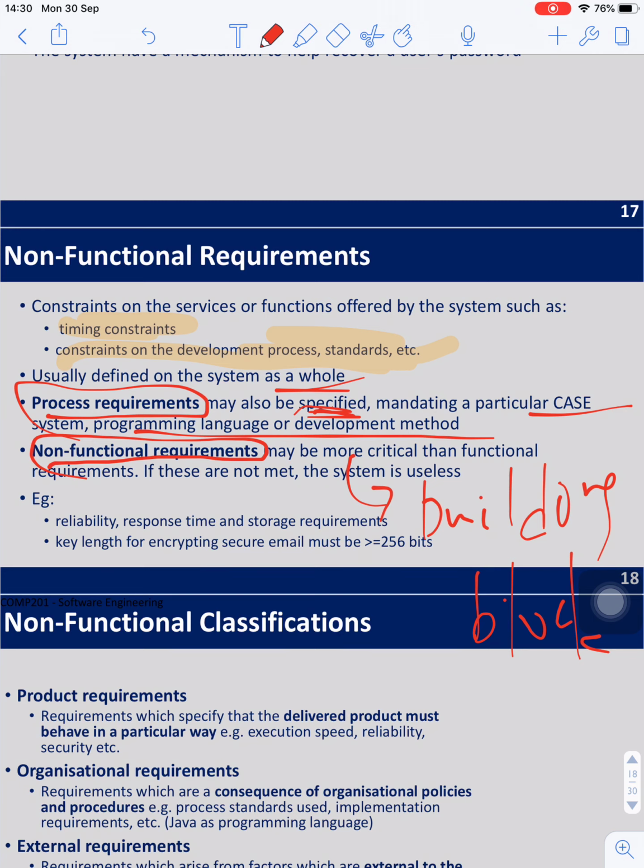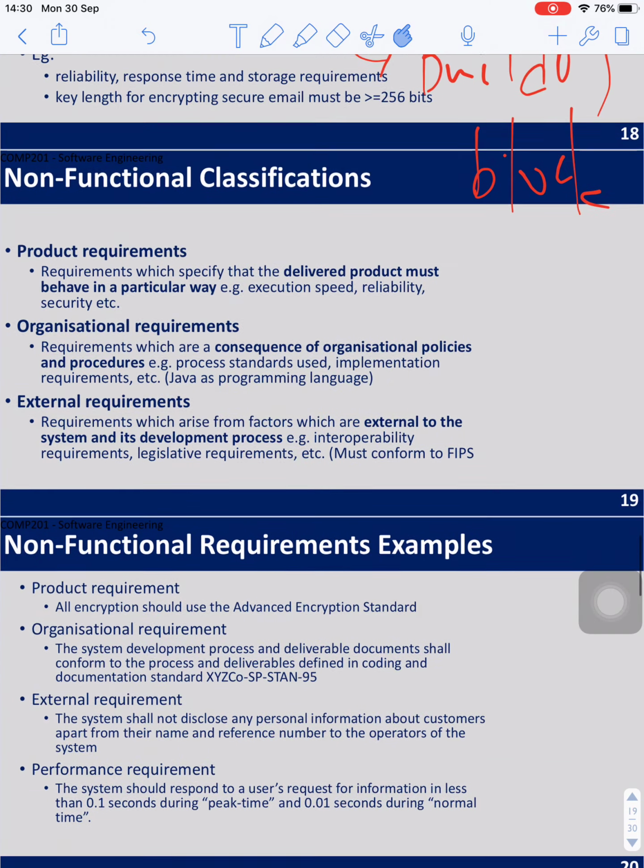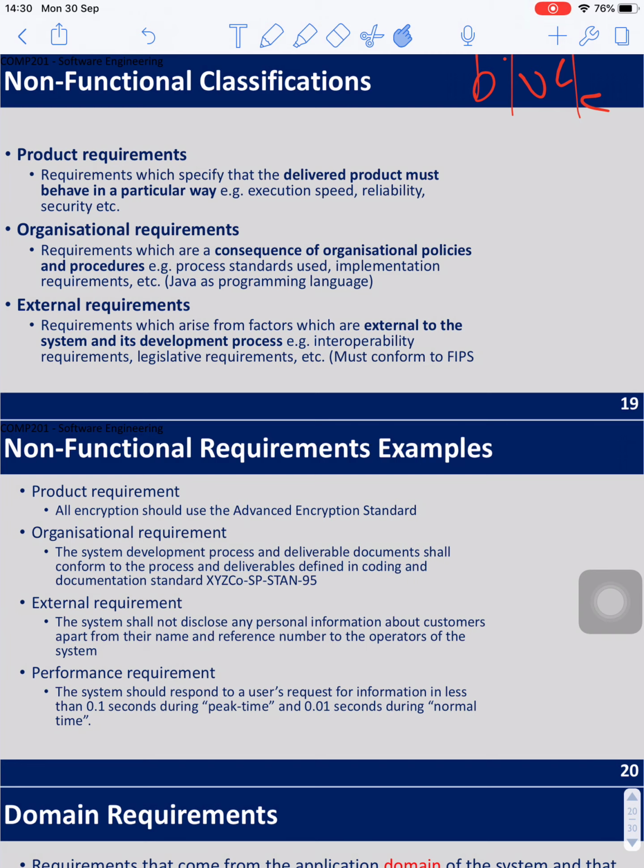Mandating a particular case tool, system, or programming language is just like regulating it. It's like a consensus within the group about what kind of process requirement to use, just like we are all wearing the same kind of T-shirt. And non-functional classifications may come from the product requirement.